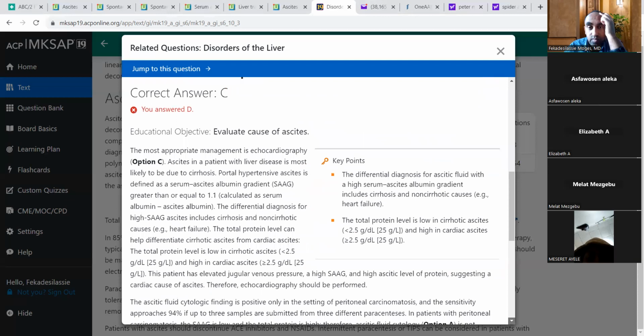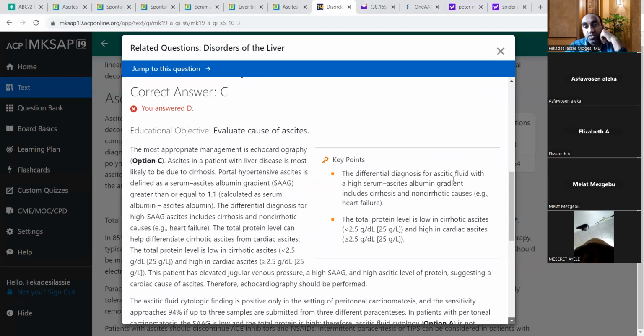So the differential diagnosis of ascitic fluid with a high serum ascites to albumin gradient, 1.3, greater than 1, includes cirrhosis and non-cirrhotic causes like heart failure. And this man has elevated JVP, which indicates heart failure. And the total protein level is low in cirrhotic ascites.